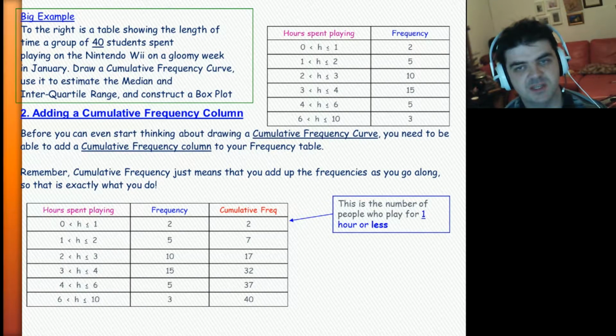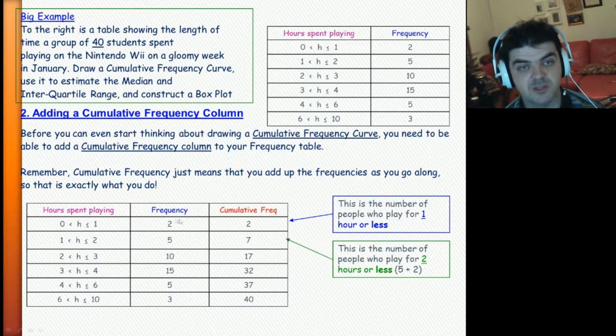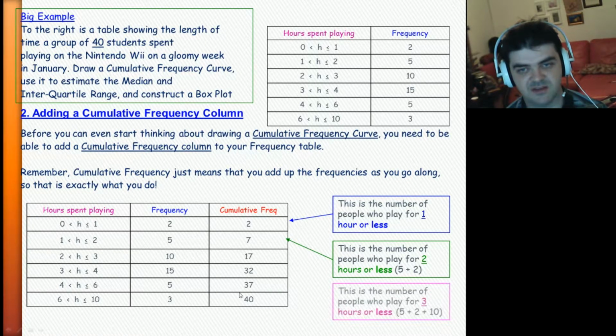The first figure, 2, is the number of people who play for 1 hour or less. So if this is the people that spent up to and including 1 hour, there's 2 people, then that's 2. The next one, 7, is the number of people who play for up to 2 hours. So it includes the people that played for 1 hour and the people that played for 2 hours. So it's 2 plus 5 is 7. And what you keep on doing is adding on these values. So up to 3 hours is 17. Add on 15 for up to 4 hours to be 32. Add 5 on to be up to 37, etc. And that's what we do.